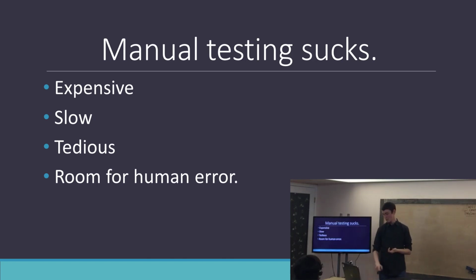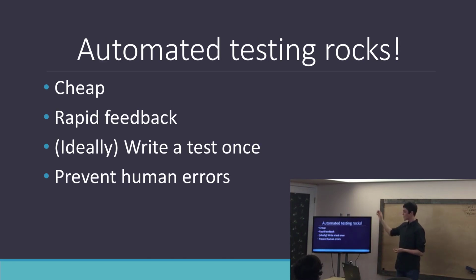So we know we don't want manual testing. We know we want automated testing because it's better in every single way than manual testing. It improves on everything that manual testing has disadvantages for. So instead of being expensive, it's really cheap. You get really quick feedback, which is very important for developers.